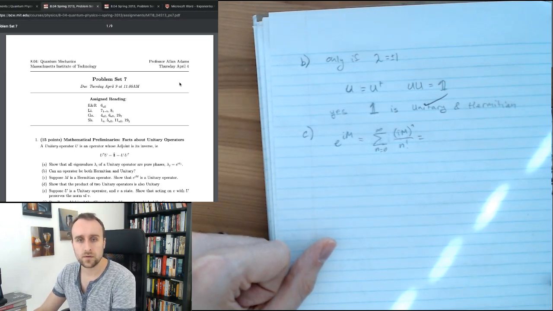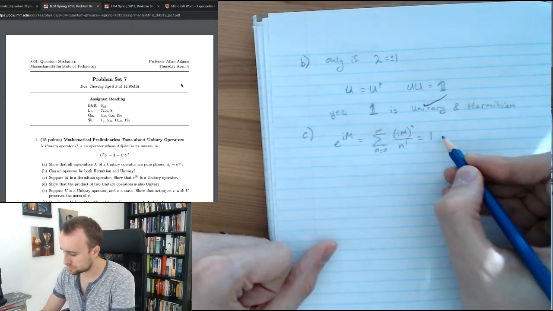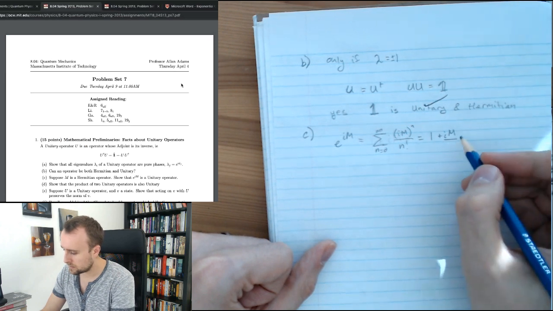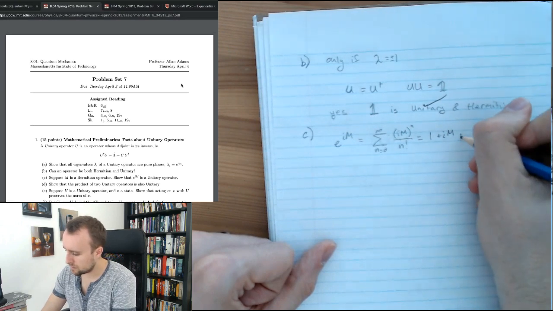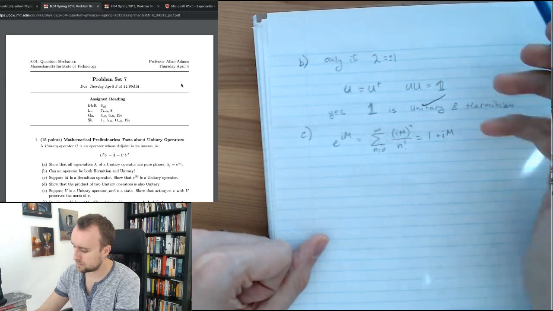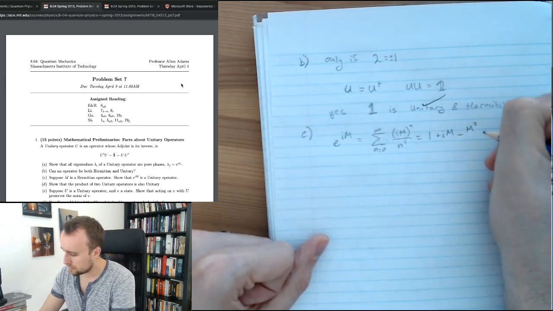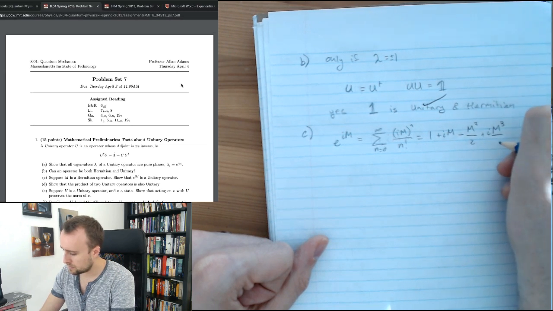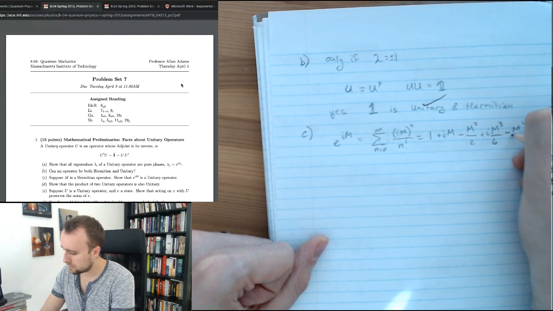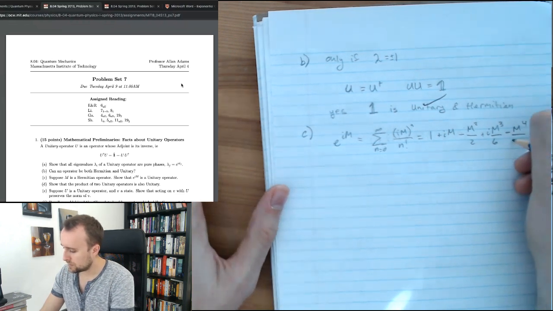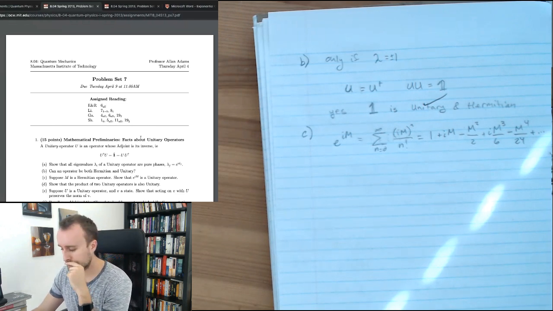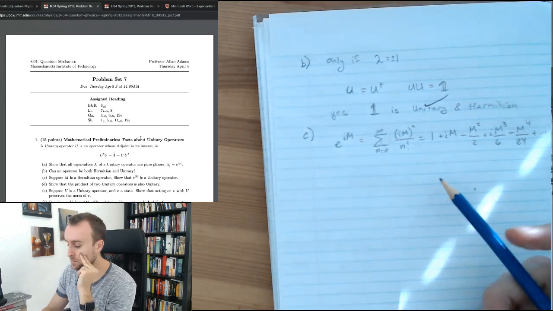Yeah, here we go. So this should be one plus iM, I guess that's just one, and then we have plus i times i is going to be minus M squared over 2, minus iM cubed over 6, plus M to the 4th over 24, plus dot dot dot. So that's what we have for exponentiating an operator. So we want to show that this is unitary if M is Hermitian.